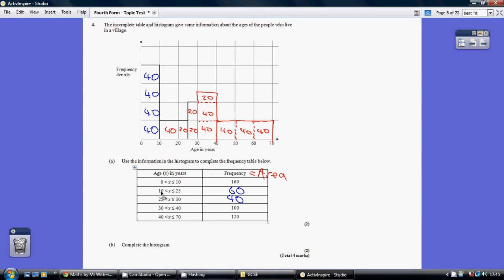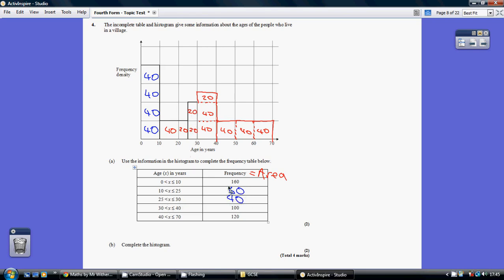So how many people are between 10 and 25? Well, that's a square and a half. A square is 40, half a square is 20, so 40 plus 20 is 60. Between 25 and 30, well, that's half a square and half a square, so a whole square, so that's 40.